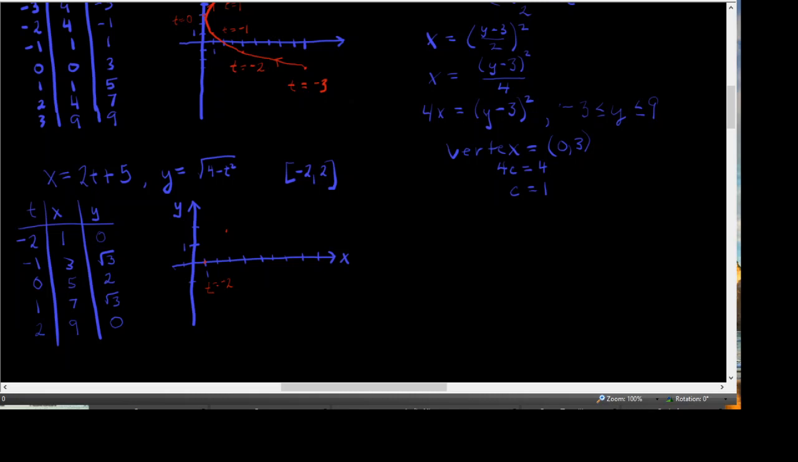But that's close enough. We're not going to be able to see much more clarity than that with this. So that's just fine. All right. Then 5, 2, 7, square root of 3. And 9, 0.